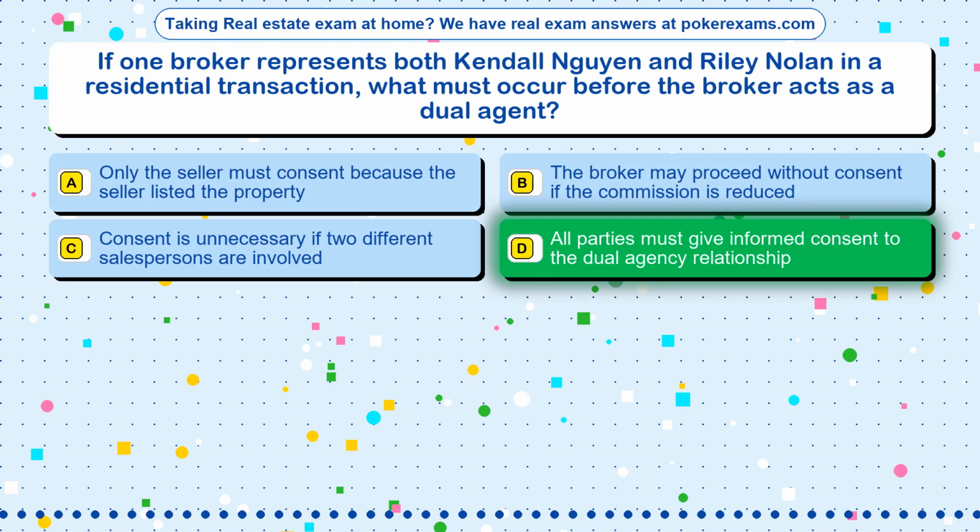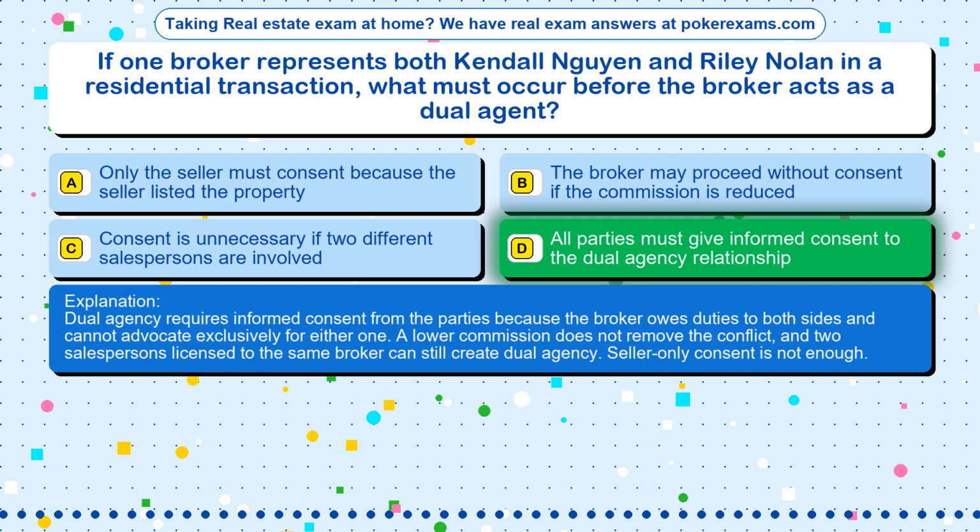The correct answer is option D. All parties must give informed consent to the dual agency relationship. Dual agency requires informed consent from the parties because the broker owes duties to both sides and cannot advocate exclusively for either one. A lower commission does not remove the conflict, and two salespersons licensed to the same broker can still create dual agency. Seller-only consent is not enough.